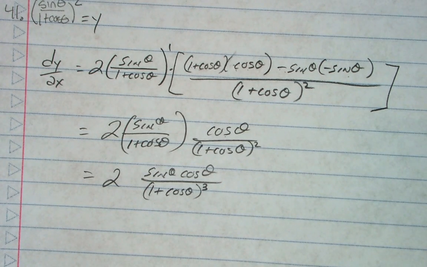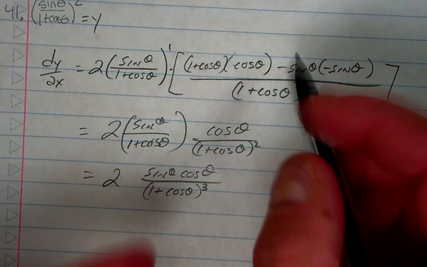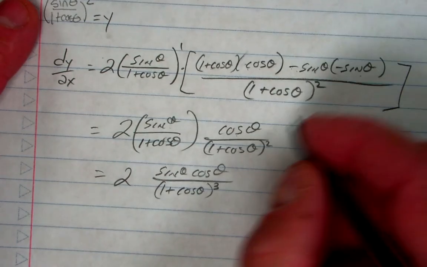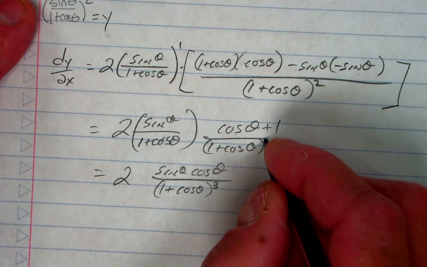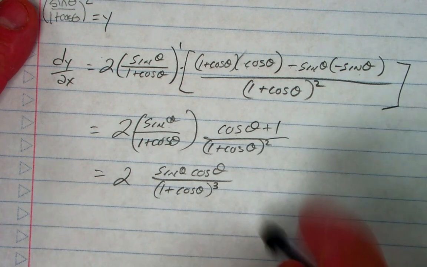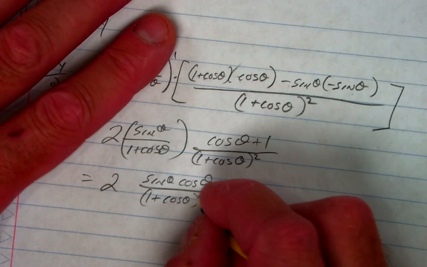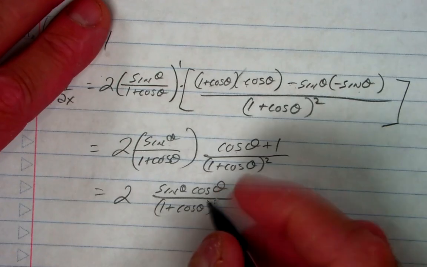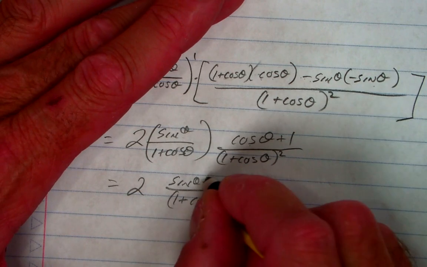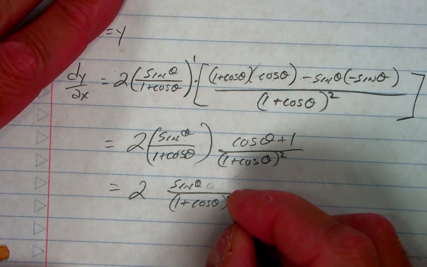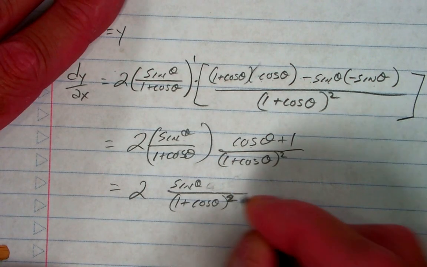Oh, I forgot my plus 1. I forgot my plus 1. We talked about it. I just let it evaporate. So that cosine plus 1 will cancel one of those. So then we won't have a cosine anymore. So yeah, I could put the 2 on top.